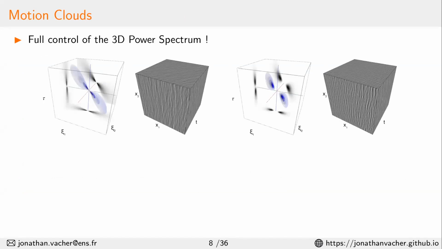So I can show you those stimuli. Basically it's Gaussian texture. So it means they are all parameterized by the power spectrum. And so in fact, you can define the density of the spatial frequency content and the temporal frequency content of these stimuli. You see 2 examples here.